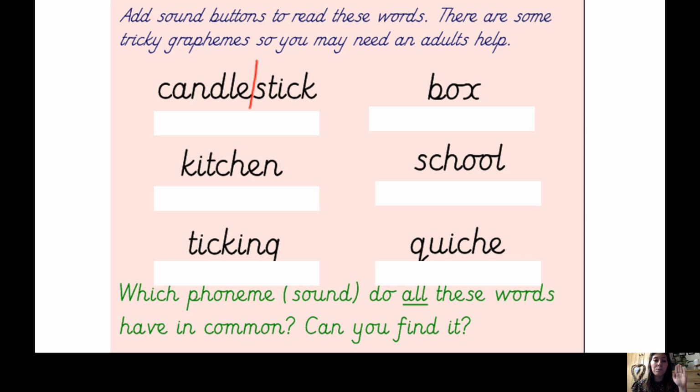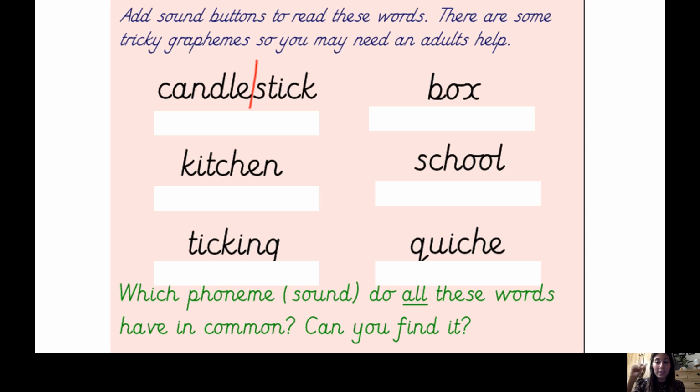Let's read the one underneath. K, ich, n. Kitchen. Oh, kitchen. That's right. Sometimes we have to change some of the sounds so that the words become familiar and ones we've heard before. So we've got candlestick and kitchen. Let's read the next one underneath. Ticking. So we have candlestick, kitchen, and ticking so far.